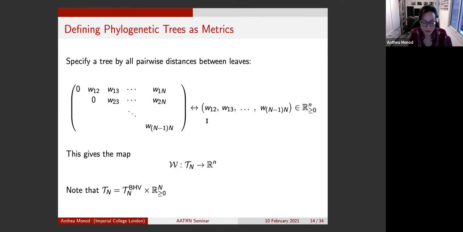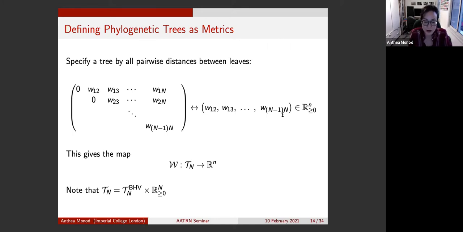So phylogenetic trees, you can actually define them as metrics. You can specify a tree by all pairwise distances between the leaves. This is a distance matrix where you put the leaf labels along the rows and the columns, and then specify the matrix with the pairwise distances between the leaves. Then you can stack this matrix as a vector. If you take this row here, and then just stack all the rows on the end of it and continue this way, then you get a vector in R^n, where little n is big N choose 2.